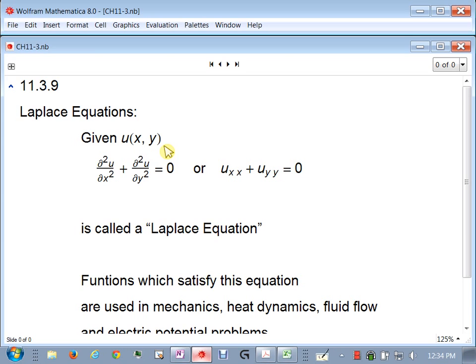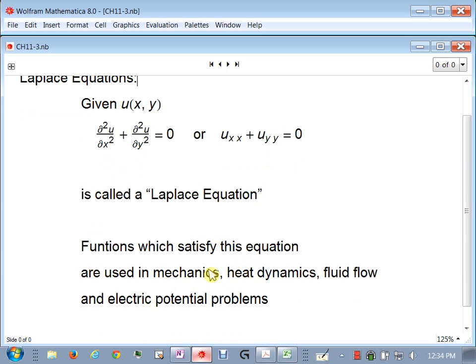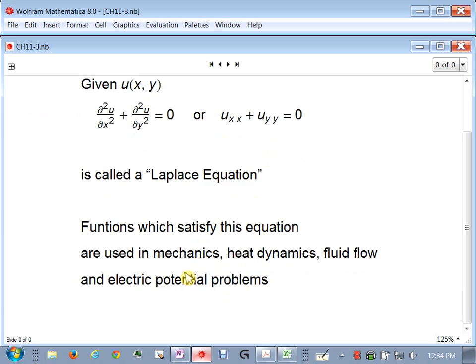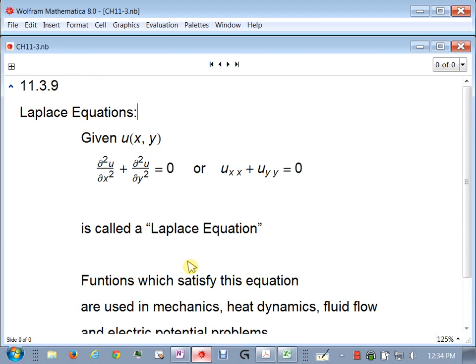That means the second partial with respect to x and x plus the second partial with respect to y, if that's 0, then the function u satisfies the Laplace equation. This would fall into a category of functions that satisfy the Laplace equation. Some of the applications of these equations are in mechanics, heat dynamics, fluid flow, and electric potential problems.